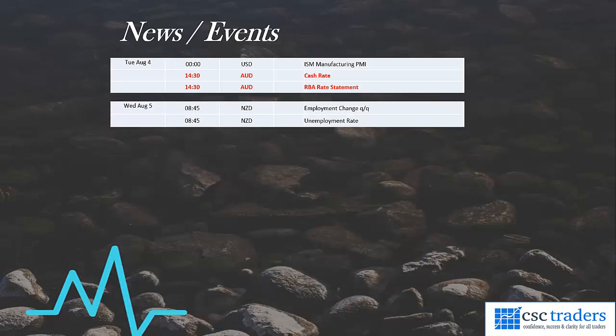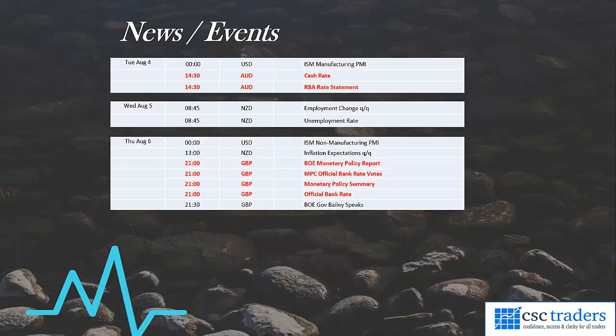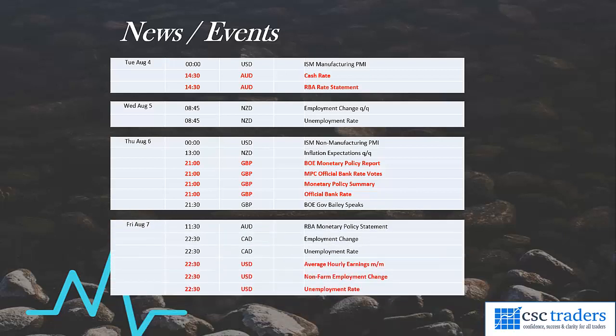Wednesday, we have from New Zealand employment change numbers. That's at 8:45 in the morning. Thursday, a lot of data on Thursday, but the highlight comes from the UK, where they have their monetary policy to be released, as well as interest rates and their official bank rate with the votes as well. So that all happens on Thursday. And then finally, to finish out the week, on Friday, the highlight is none other than non-farm payrolls. That happens at 10:30 Friday night. Look out for that. So big week.